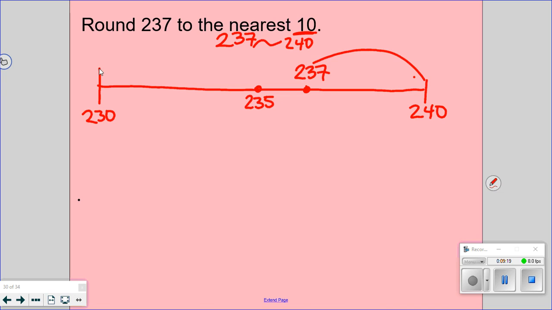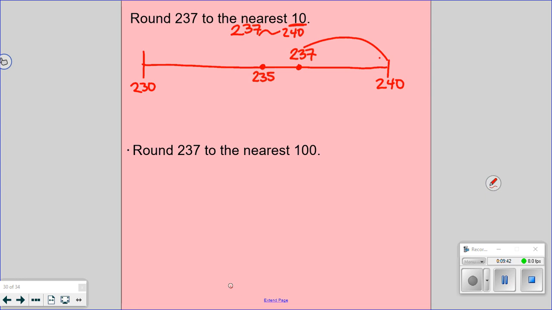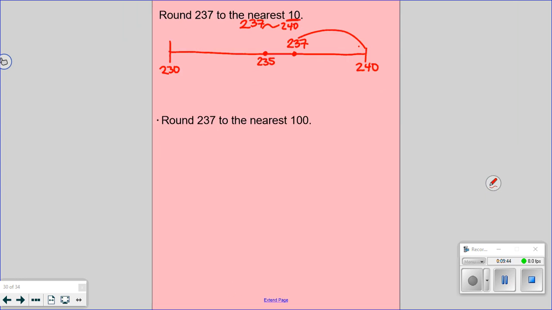I think that if it's on the line before 235, then we're going to round it to 230. But if it's on the line after 235, we're going to round it to 240. Yep, I completely agree with that. Now let's see what happens when we round it to the nearest 100.